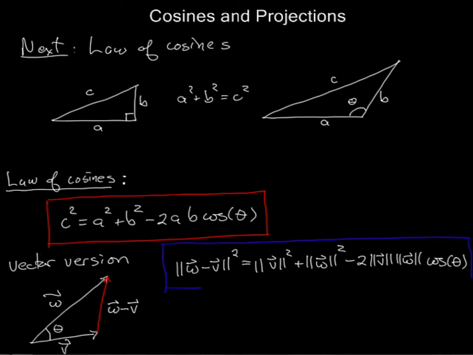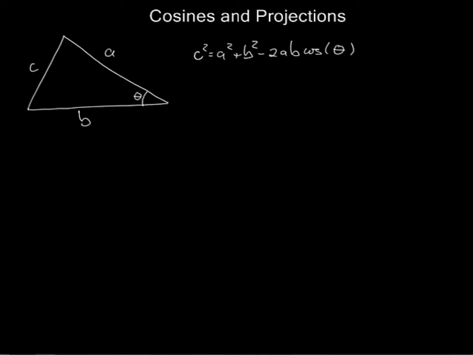So that's a totally equivalent version of the law of cosines. And just to help you go back and forth, this w minus v is the c, and the lengths of v and w are the a and b. Okay, I'd actually like to prove the law of cosines.